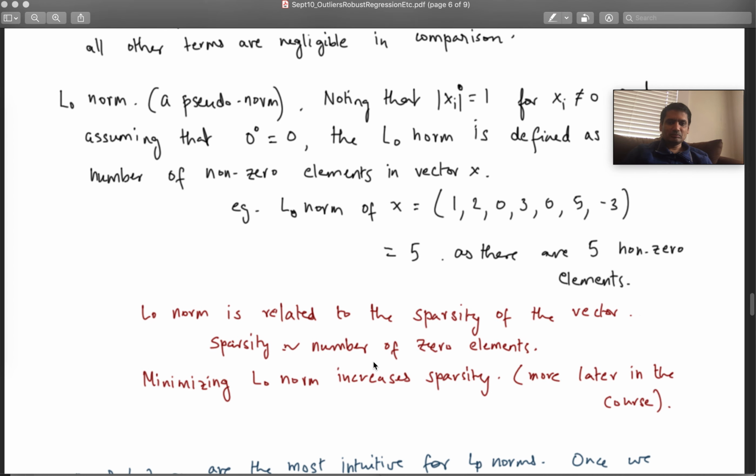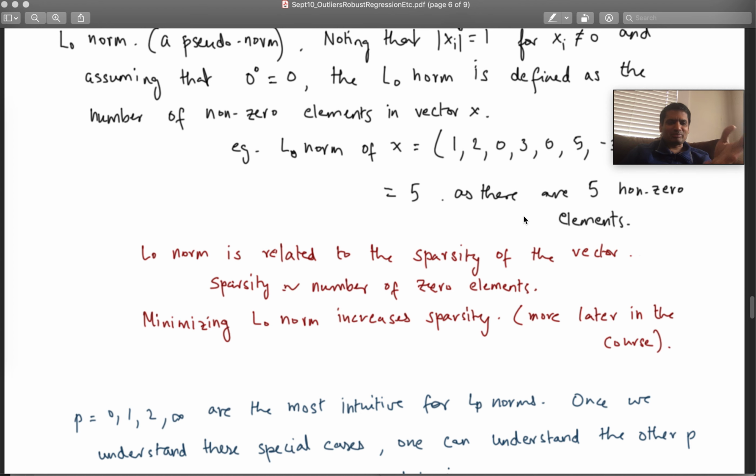when you want to increase what's called sparsity in a vector, right? It measures the number of non-zero elements, and you're trying to find a bunch of numbers, but you would like most of them to be zero and only some of them to be non-zero, then you want to essentially minimize the L0 norm of that vector because that minimizes the number of non-zero elements. And that's something that arises naturally in machine learning as well.